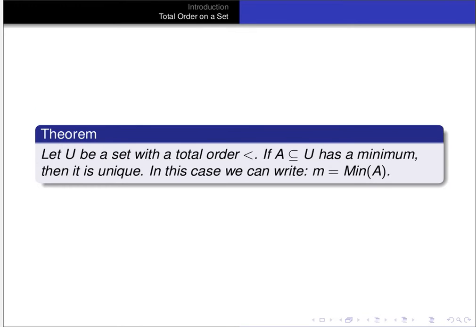Okay, now if a minimum of a set exists, so if a set A has a minimum, then it's unique. There's only one minimum. And since it's unambiguous, we can write M is equal to the min of A.